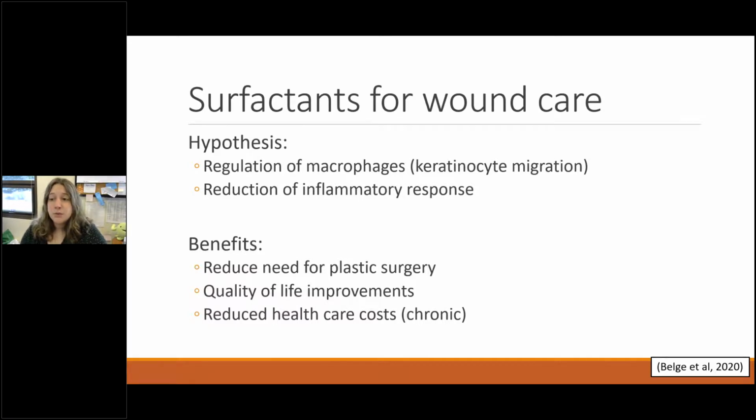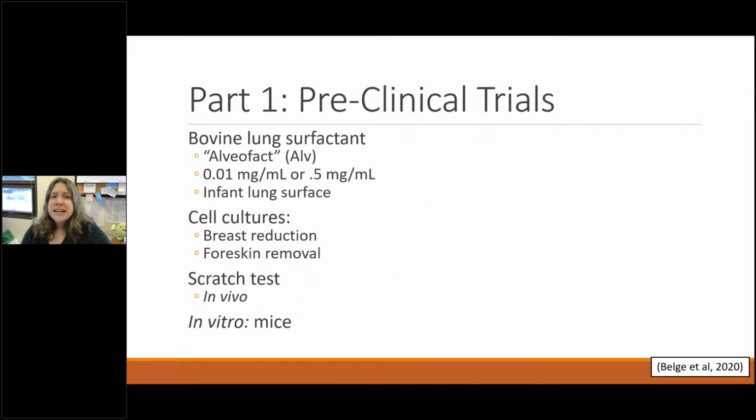They believe this would reduce the need for plastic surgery for those non-healing wounds and scars. It would improve a patient's quality of life, reduce healthcare costs, and allow patients to work more frequently. The scientists needed a place to begin, so they gathered cell cultures from men and women. They were given permission to use alveofact, or ALV as I will refer to it, which is a lung surfactant that comes from cows.